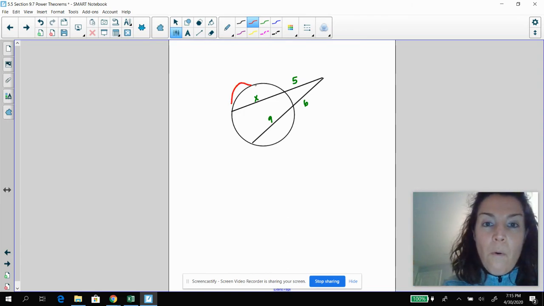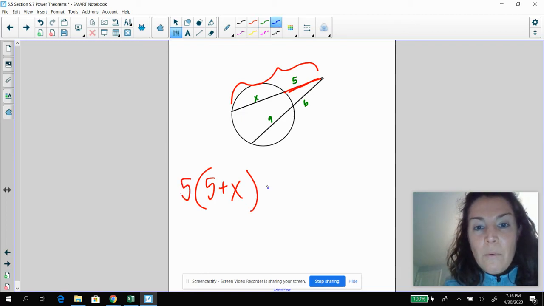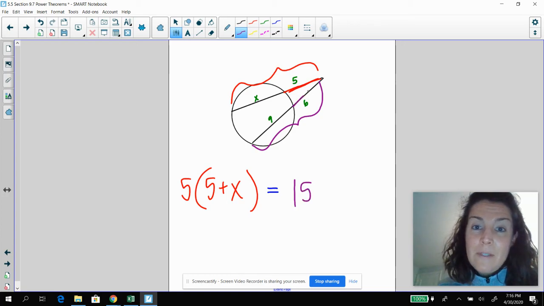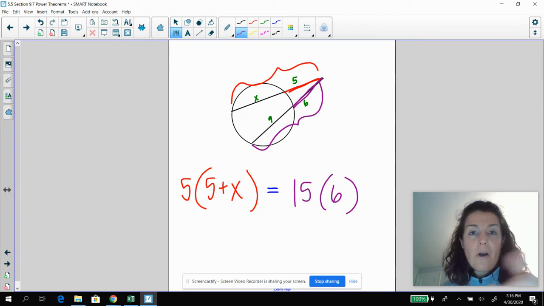So the whole thing is 5 plus x times that outside which is 5. And that's going to be equal to the whole thing, so 9 plus 6, which is 15, times the outside, which is 6. And then you would do your distribution and solve. Fabulous. Okay? So don't get tripped up by that one.